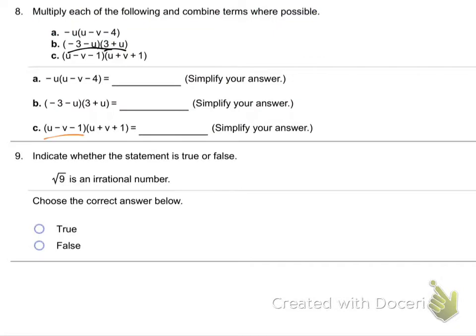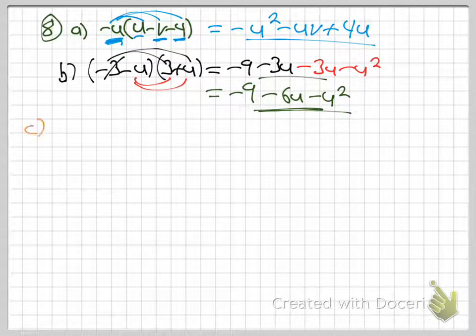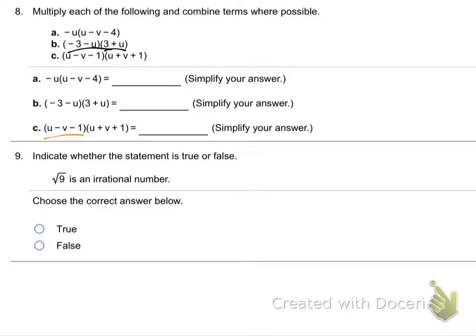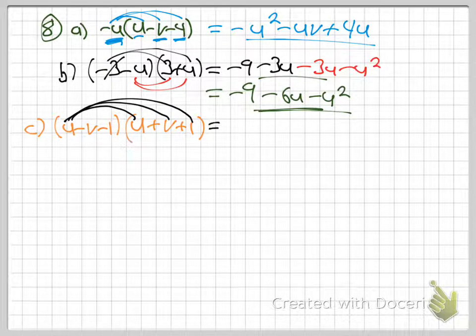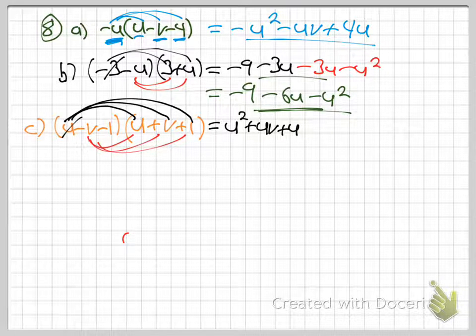It's the hard one. u minus v minus 1 times u plus v plus 1. Yeah, this will be a pretty messy one, I think. Okay. We do them one at a time. This u goes to all three. u squared plus uv plus u. He's done. And then the minus v goes to all three.